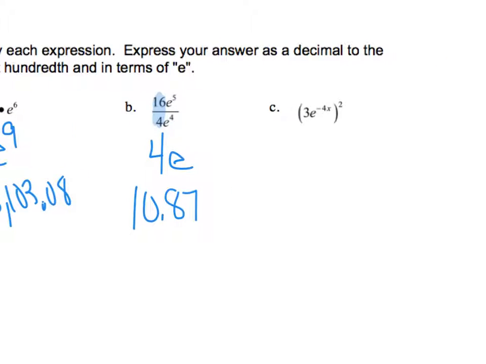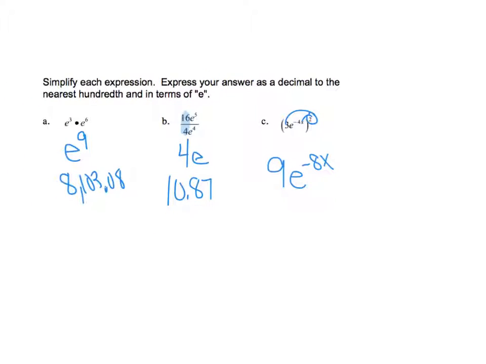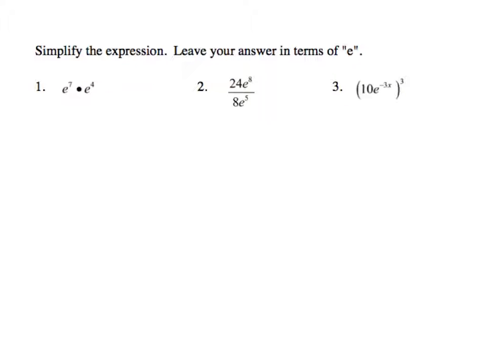3e to the negative 4x, that 2 on the outside has to get distributed to everything on the inside. 3 squared is 9. e to the negative 4x squared would be e, inside outside the parentheses we multiply, so it'd be e to the negative 8x. And since we don't know what x is, we can't actually put that into our calculator and get an answer.